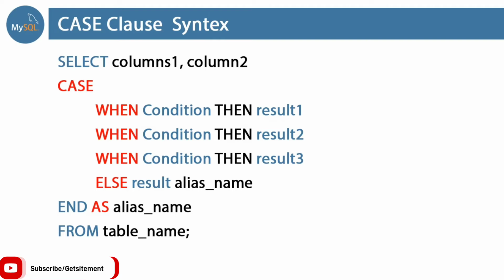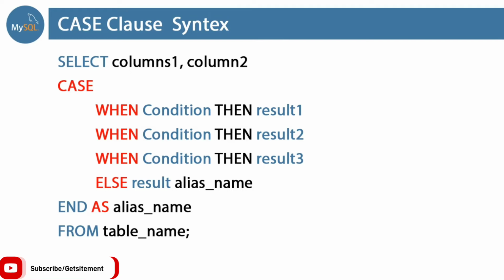Similarly, we need to create all the conditions, and at last we need to use else. If all the conditions fail, then it automatically executes the else condition, and here you can put your own custom result. You can use multiple conditions as many as you want, and to end this case statement you need to use the end command, and also you need to provide a column alias name, in our case grade, and then you need to provide the table name with from table name, and a semicolon to end this line.